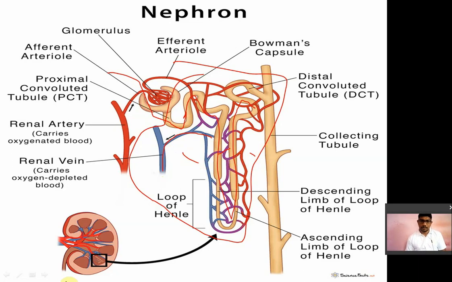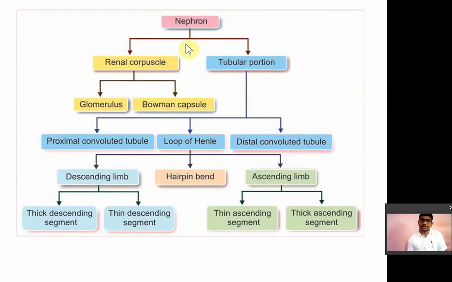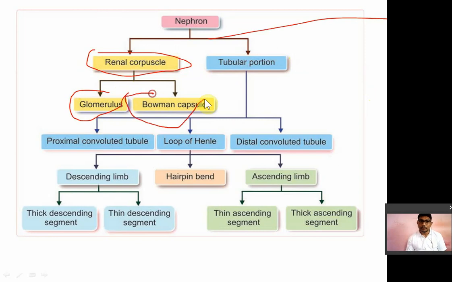Now we'll see the next point. Again you can see the different parts of your nephron. Nephron consists of two parts. The first part is the renal corpuscle or the capsule, same term. It is made up of two parts: the glomerulus and the Bowman's capsule. In the Bowman's capsule there is a capillary network known as the glomerulus, and these two together are known as the renal corpuscle.